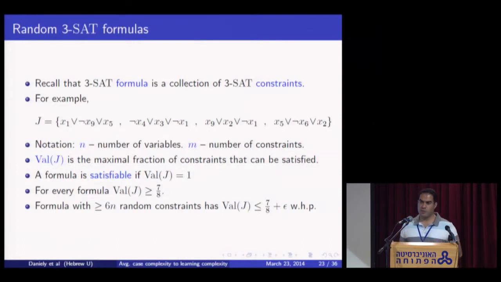And if the formula is large and the constraints were chosen uniformly at random, and the number of constraints is at least 6n, even 5 will work here, then the value of J is not only greater than 7 over 8, but it's also smaller than 7 over 8 plus a little o of 1. So the point is that a random formula has a value of approximately 7 over 8 with high probability.